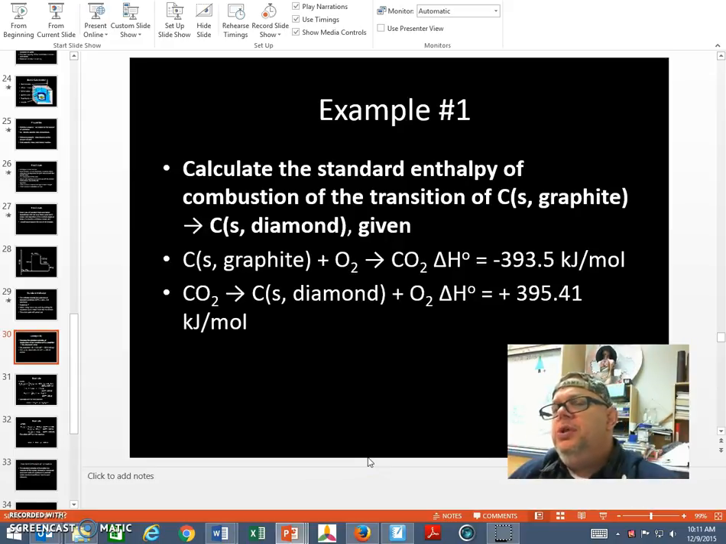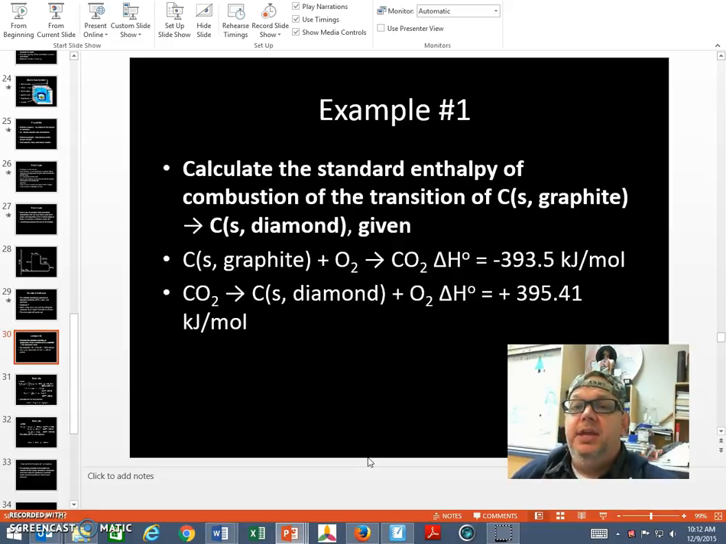Okay, so we're looking at carbon as graphite plus O2 gets us CO2. There's our delta H of negative 393.5 kJ per mole. And then we have CO2 becoming carbon in the form of diamond plus O2, and we have a delta H of formation of 395.41. Now, if we look at these equations, given that we're starting with graphite and ending with diamond, you'll notice that we don't need to do a whole lot, because the graphite is on the correct side of the arrow. So we don't need to multiply by anything, and we don't need to change the negative sign.